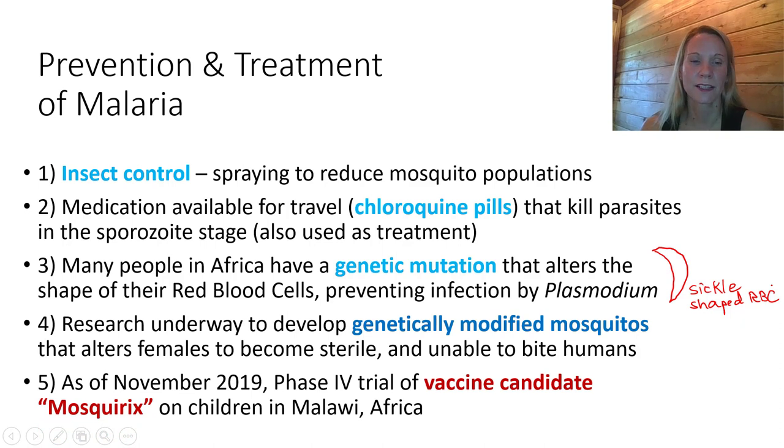Probably most promising is the vaccine trial. Now we're in the phase four trial. This began in the fall of 2019. And this is the most promising vaccine candidate that we've ever seen for malaria. And they're finishing this out with the phase four trial in Malawi on children. It's four doses though. So the child has to receive four doses. It's a subunit vaccine. It's a protein from the sporozoite that they use as the antigen.